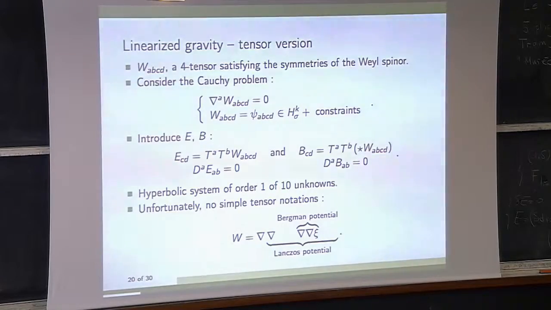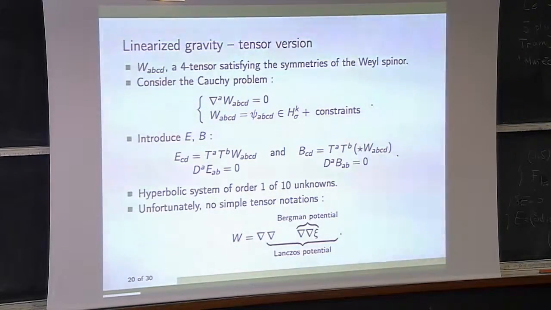the picture changes barely. So for higher spin field, I'm looking at this kind of equation here. I have W_ABCD, which satisfies the symmetry of the Weyl spinor, and I have this equation here. I'm taking initial data. Exactly in the same way as for the Maxwell equation, I can define the electric and magnetic part of my Weyl spinor, my Weyl tensor. This electric and magnetic part both satisfy a constraint equation of this nature. As you know as well, it's a hyperbolic system of order 1 with 10 unknowns.